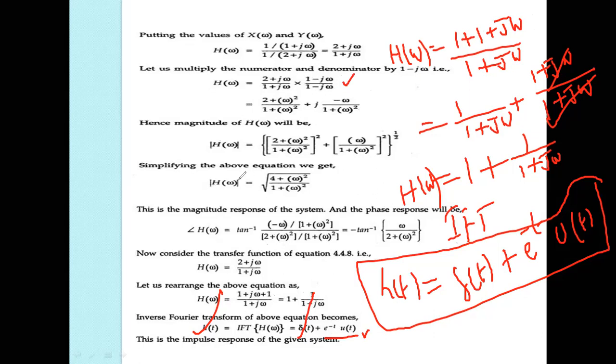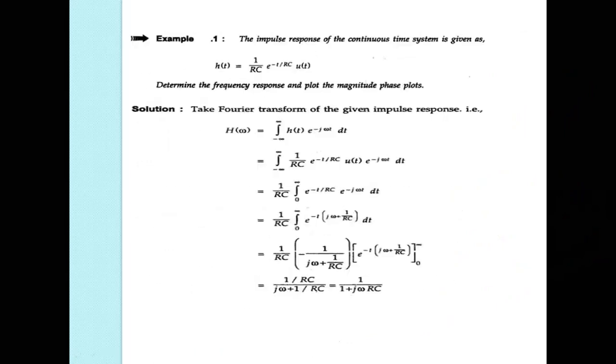Rationalize and separate the real term and the imaginary term, then you can apply. Here the magnitude will be obtained and the phase also. To find the impulse response h of t, take 1 plus 1 by 1 plus j omega. The inverse Fourier transformation of 1 is delta, and of 1 by 1 plus j omega is e power minus t mu of t. Okay, my dear students, this is a very important example, sir. These two. H of t is equal to 1 by RC e power minus t by RC mu of t.